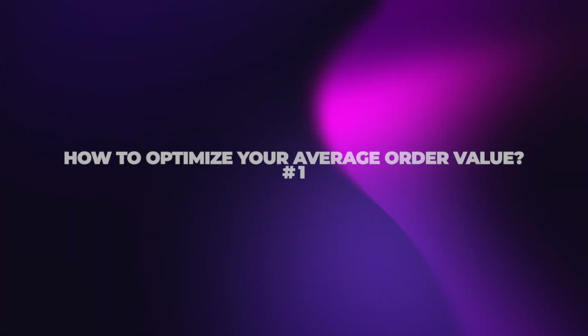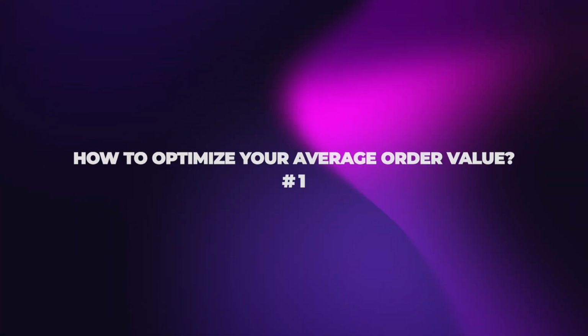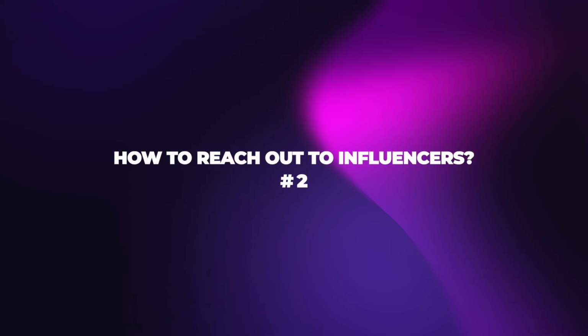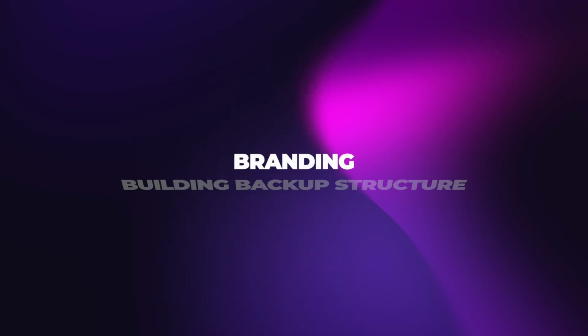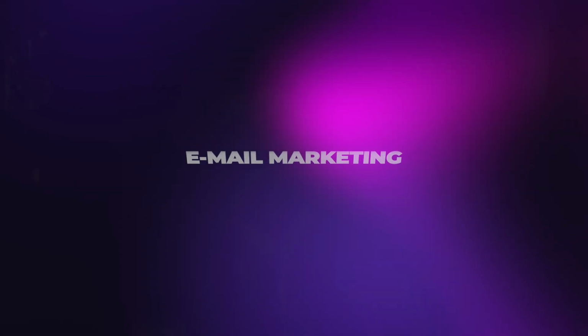Number one is we're going to go really in depth on how to actually optimize your average order value. Number two is how to reach out to influencers and constantly get affiliate deals with them to actually get amazing creatives done for you, which you will be able to reuse and actually use for your Facebook or TikTok ads. The next thing is going to be how to keep testing products after you have one successful one, just to diversify and not have all eggs in one basket. The next thing is building backup structures, branding, retargeting, email marketing, and also how to structure your support with your virtual assistants and generally how to build a team.